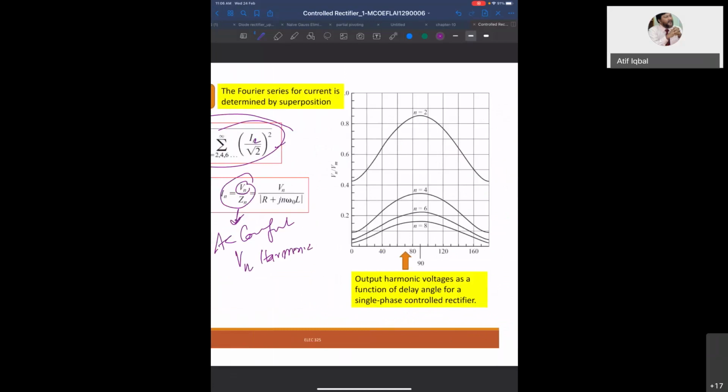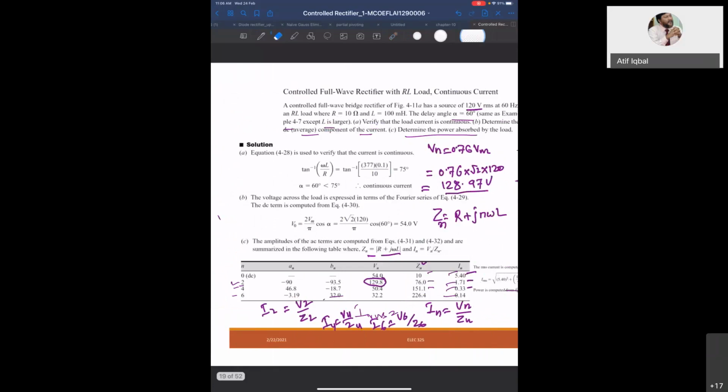Now for n equal to 4, that means the fourth harmonic at 60 degrees, it is almost like 0.3. So let us calculate with 0.3. V4 will be equal to 0.3 times root 2 times 120, which is 50.9 volts. And what you see is that you calculated 50.4 volts. So this is very close to the graphical method. Understand? Any question here?